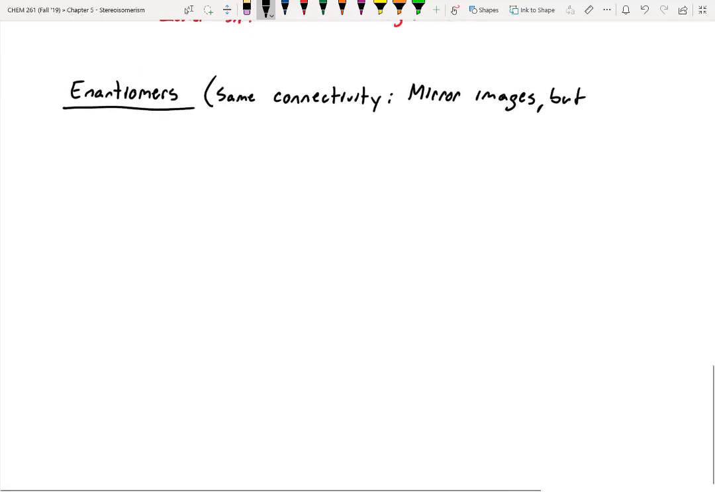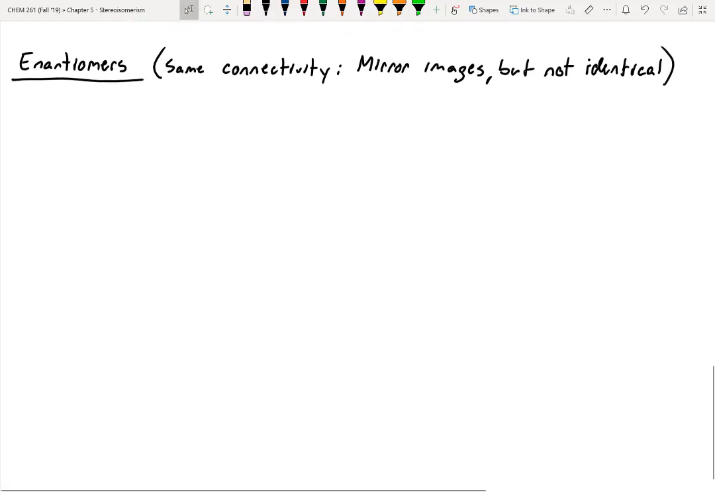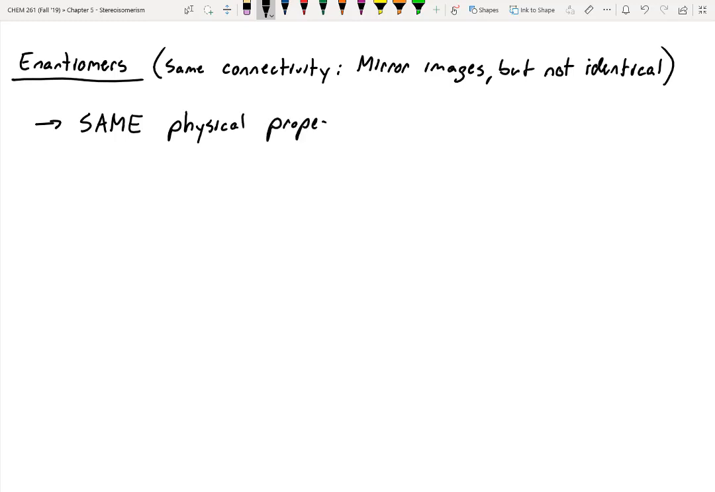But not identical. Another way of describing that is not superimposable. So sometimes I interchange between saying not identical or non-superimposable. All right, these get tricky. These have the same physical properties. These are really hard to purify.